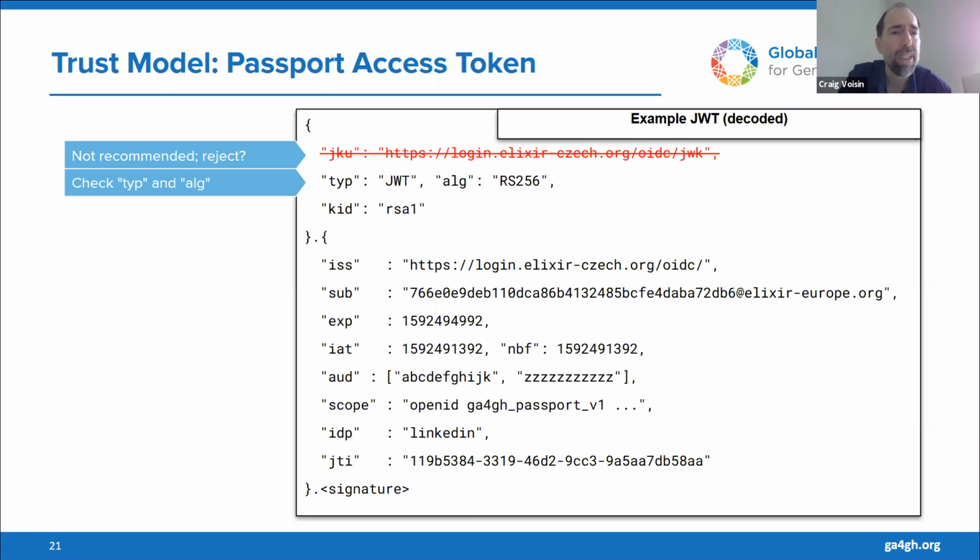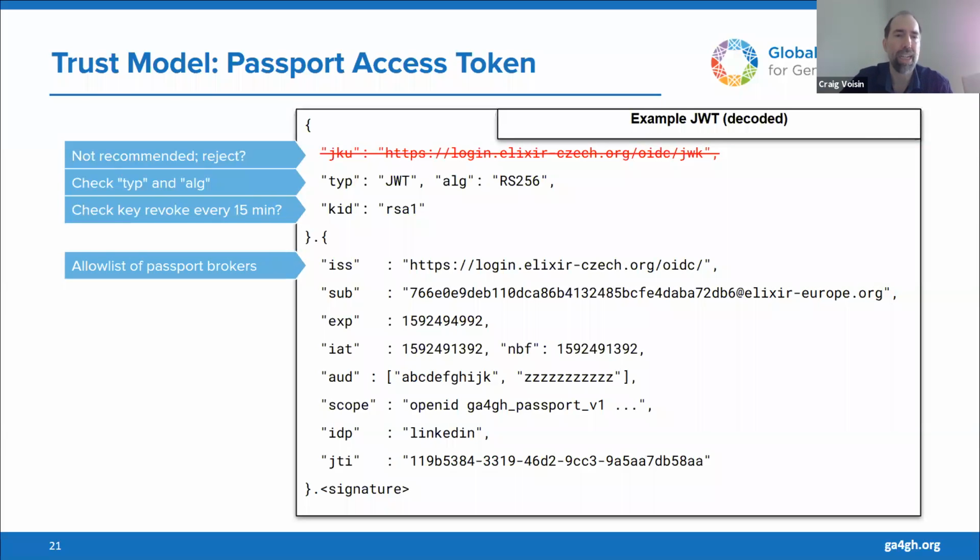Okay, next one is checking these various things in the header. Make sure the type and the algorithm are according to spec. And then following, we have keys. Of course, you can cache keys, but you probably shouldn't cache them for long. People can revoke keys. You should be checking back every once in a while to get the keys again from the OIDC provider. And if it's no longer valid, then you can reject this.